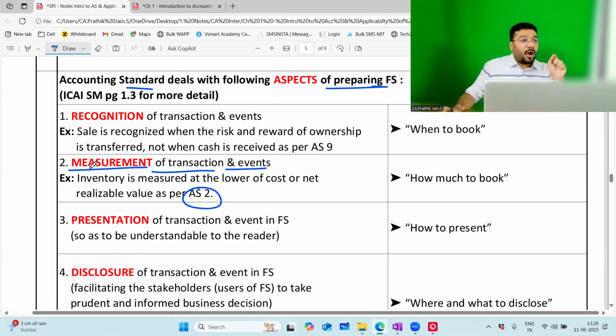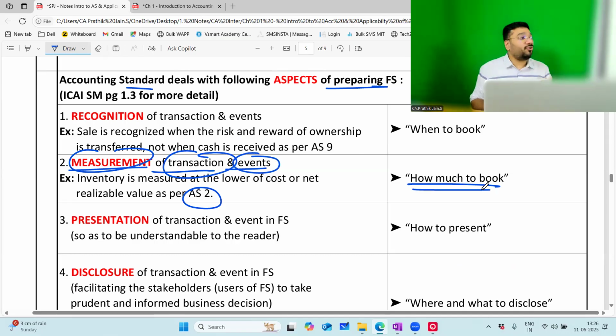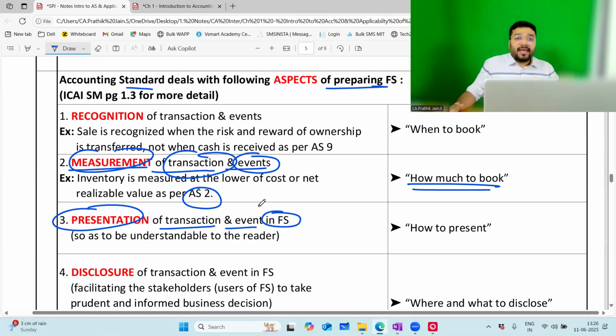So accounting standard helps us do the measurement of the transaction event, meaning how much inventory should be booked. All that has been dealt with by accounting standards. Next, presentation of the transactions and events in the financial statement. AS will teach us how to present the transactions and events in the financial statement.